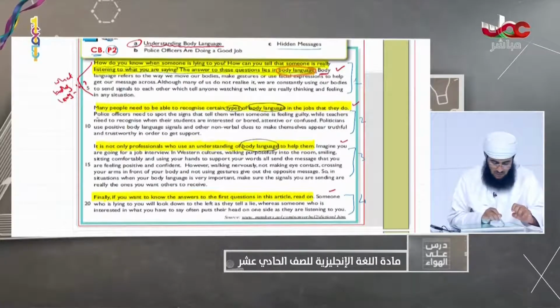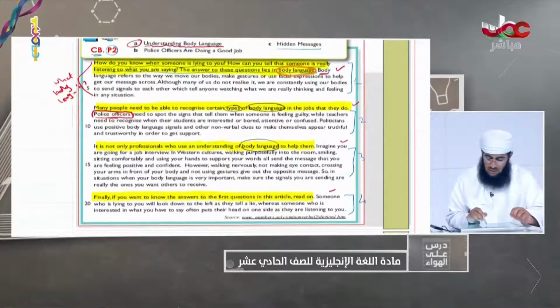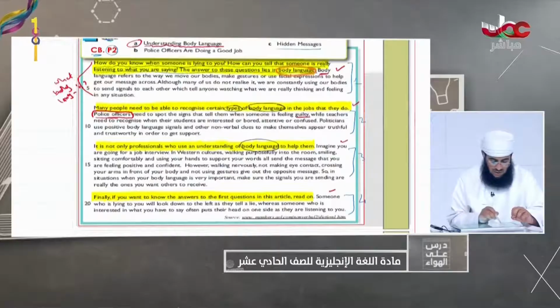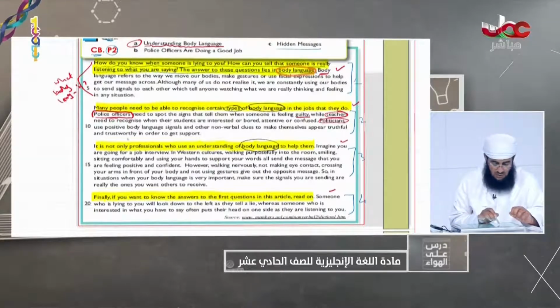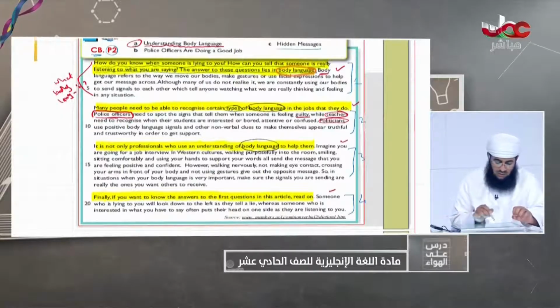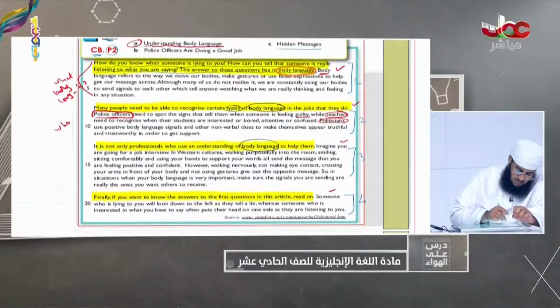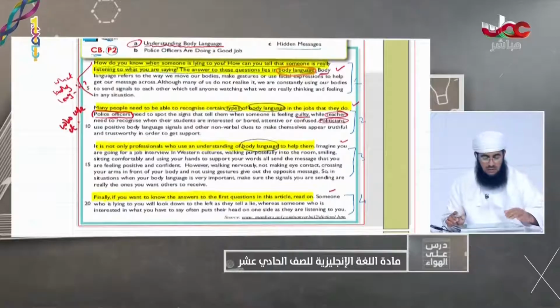Okay, so here police officers, someone who uses the body language. Police officers need to spot signs that tell them when someone is feeling guilty, while teachers need to recognize when students are either interested or bored, attentive or confused. So here we have teachers, police officers, and politicians, who use positive body language signals and other non-verbal clues to make themselves appear truthful and trustworthy in order to get support. So now he is giving us who uses the body language. This paragraph is speaking about this.